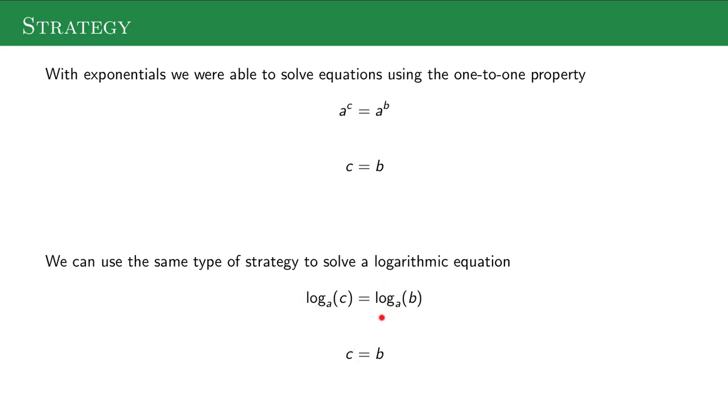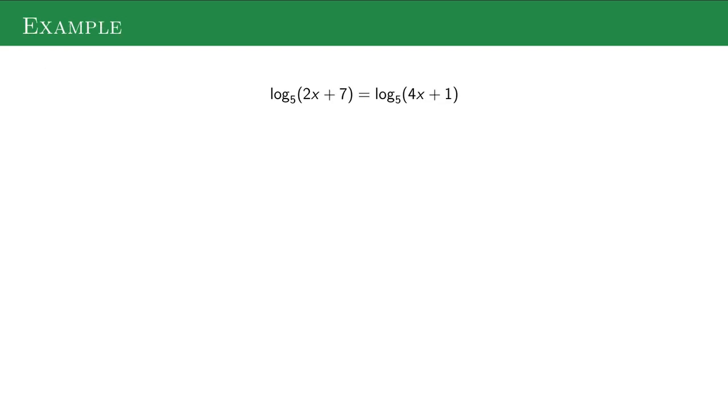We have to get a single log with the same base on both sides, just like we did with the exponentials. So in this case, we're given this equation, but we know they're both log base 5, and just one on each side, so now I can cancel these out and just look at the insides being equal. Now I'm going to move this 2x to the other side by subtracting 2x from both sides, move this 1 over here by subtracting 1 from both sides, and then divide by 2. So that's my final answer, x equals 3.